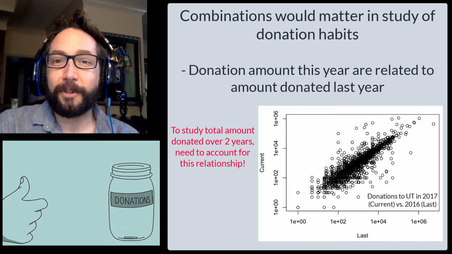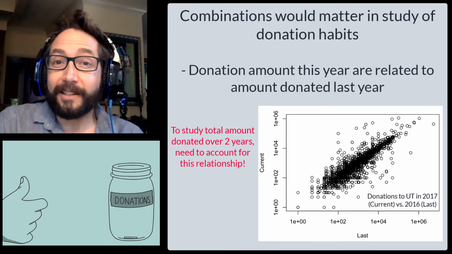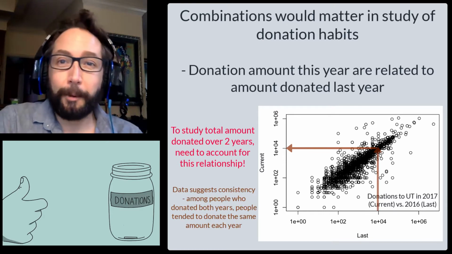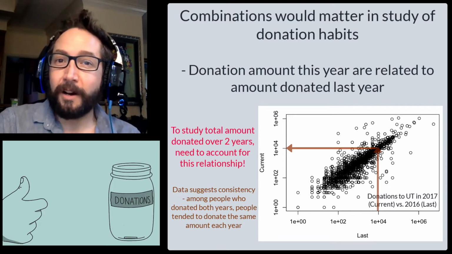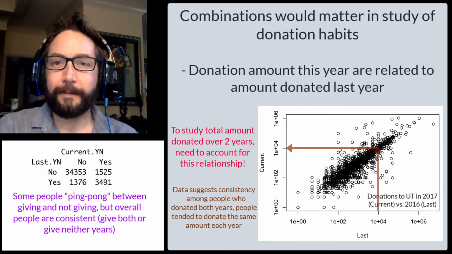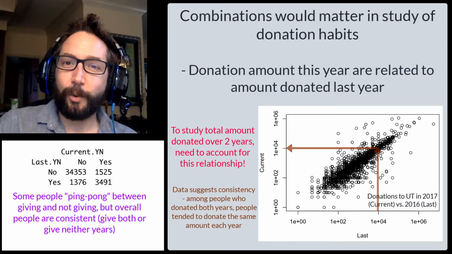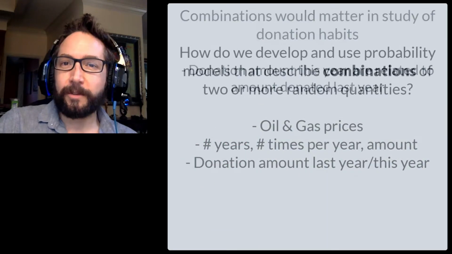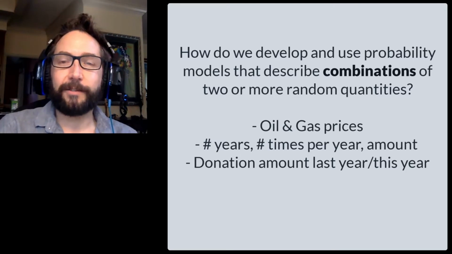Maybe it's the case that people are either consistent donors or really not very consistent at all. So if they donated a lot last year, maybe they're more likely to donate a lot this year. Or maybe there's a separate pocket of customers that kind of alternate. Maybe customers that donated a lot last year are more likely to not really donate much this year among a certain segment. So a lot of questions in business analytics really boil down to questions about combinations of parameters. And so what sort of probabilistic models can we use to describe combinations of values?